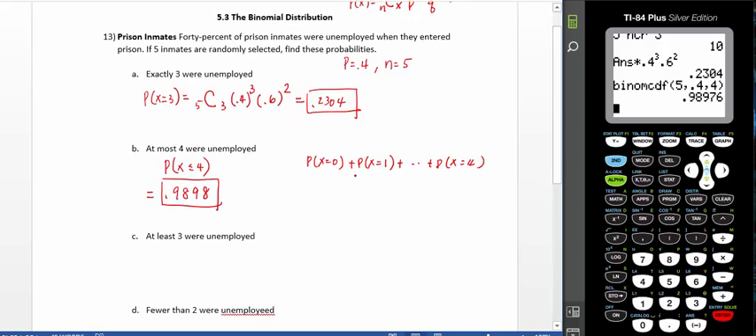Not a lot of work to show because I don't want you to show the tedious work of adding all 5 of these together. So please just convert the words to math symbols and then use binom CDF to find the answer.